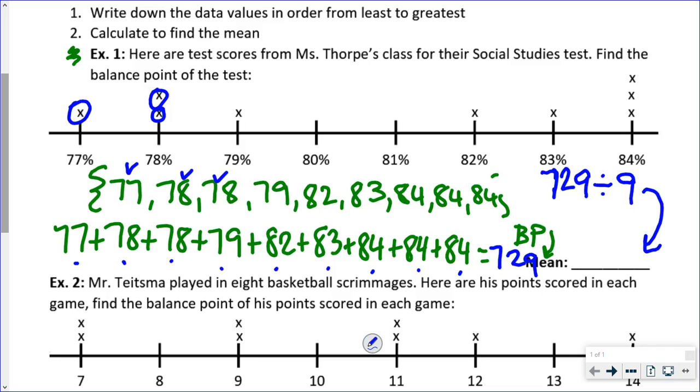Go ahead and figure that out. And you get 81%. So right there is our mean. That's our balance point for our data set, 81% on the test. Now notice, no one actually scored 81%, but that's still the class average of those 9 students on that test.